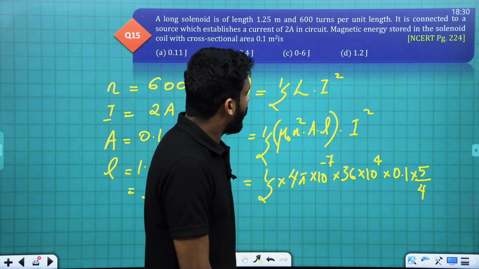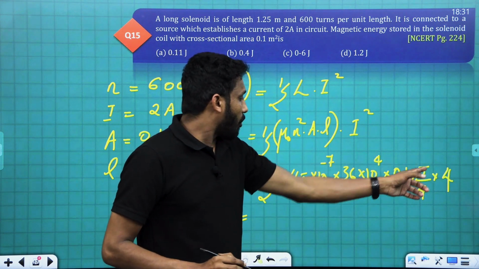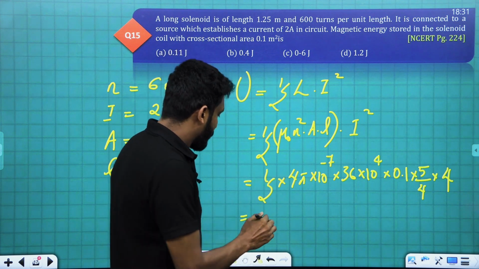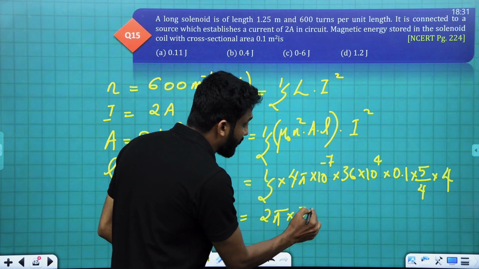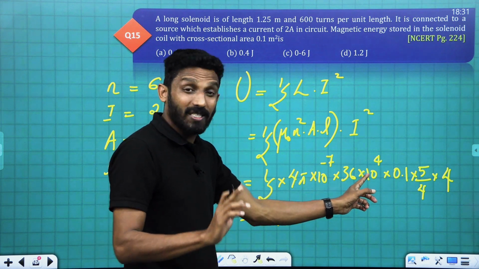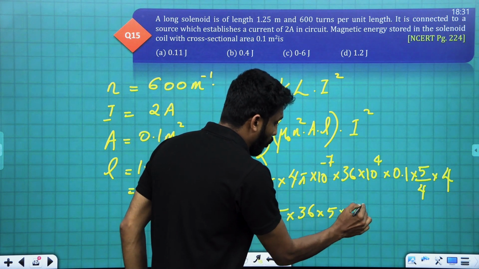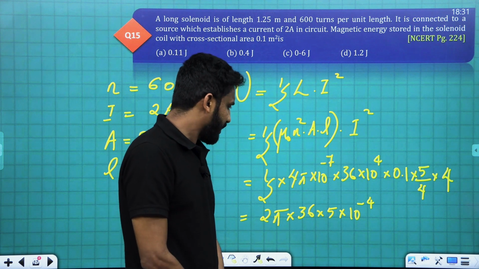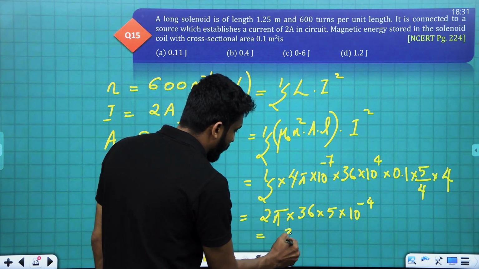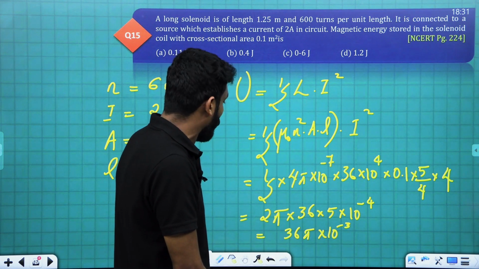Now current square. Current is 2 ampere. Square is 4. 4 by 4 is cut. 4 by 2 is 2 pi. So 2 pi into 36 into 5. Now 0.1 into 10 power 4 is 10 power 3. 10 power 3 into 10 power minus 7 is 10 power minus 4. Clear? 2 into 5 is 10. 10 into 10 power minus 4 is 10 power minus 3. So 36 pi into 10 raised to minus 3.